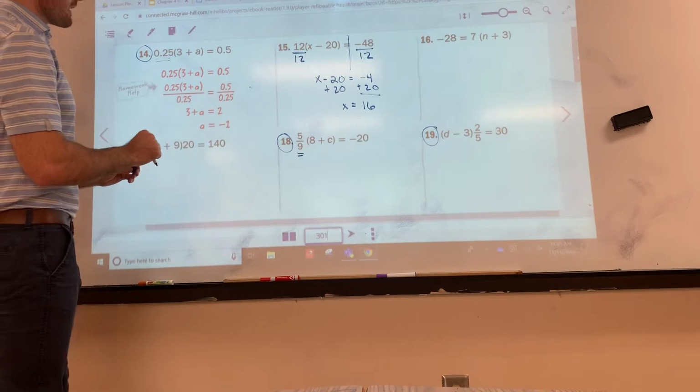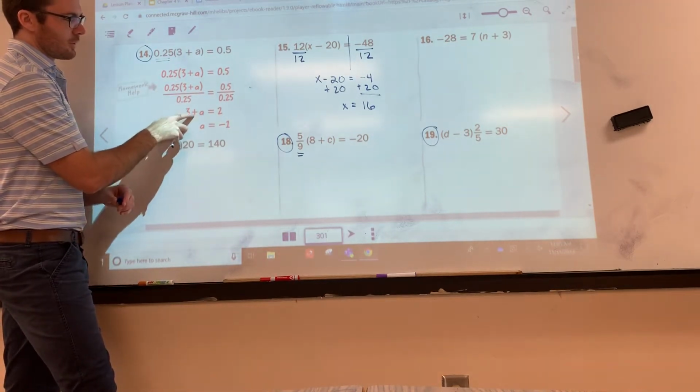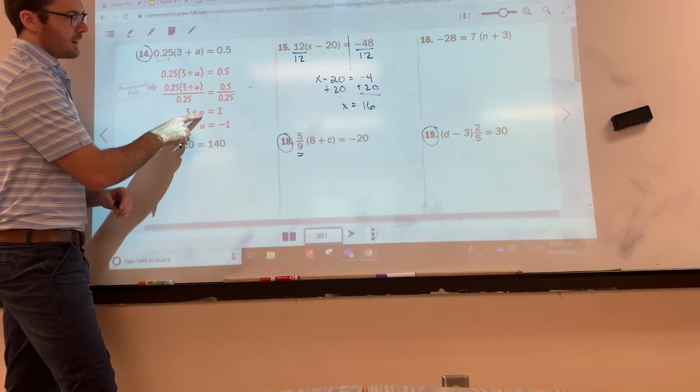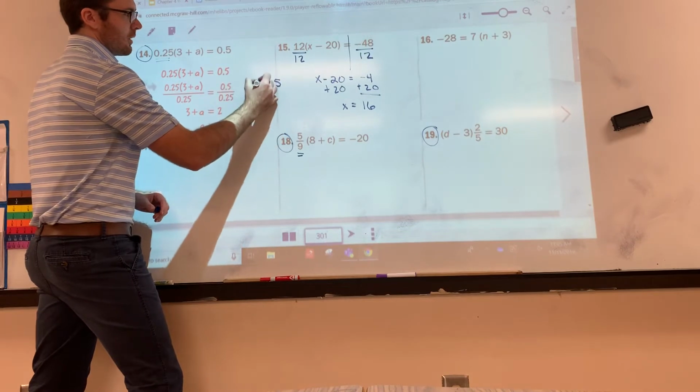So that's the same thing that they did here. They divided 25 hundredths by 25 hundredths, which is 1. So you have 3 plus A left over. And then I'm going to show you this decimal action because I know that's a little bit difficult for us.